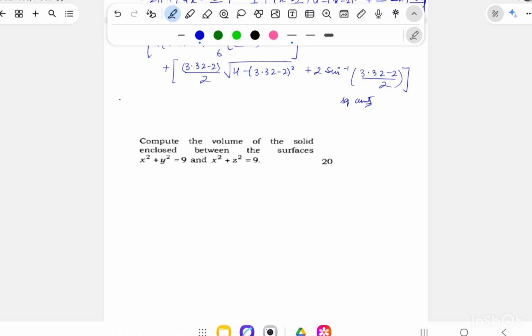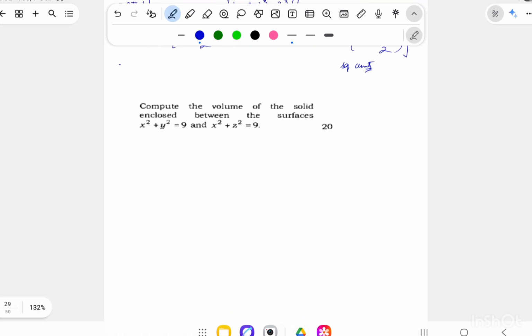So the next question says that compute the volume of the solid enclosed in between the surfaces this and this. So what they have done is they have given us basically the equation of two cylinders, where one has the z axis as its principal axis and another has the y axis as its principal axis, and both the cylinders' bases have radius 3. So we need to evaluate its volume.